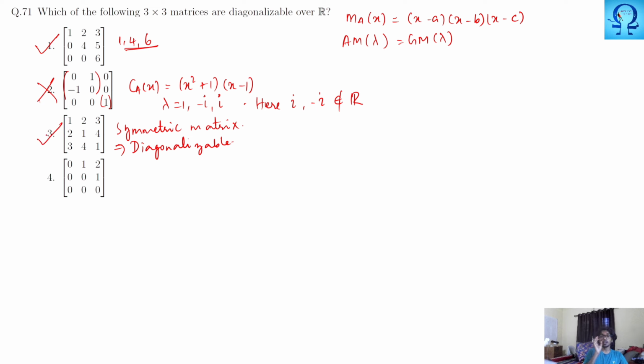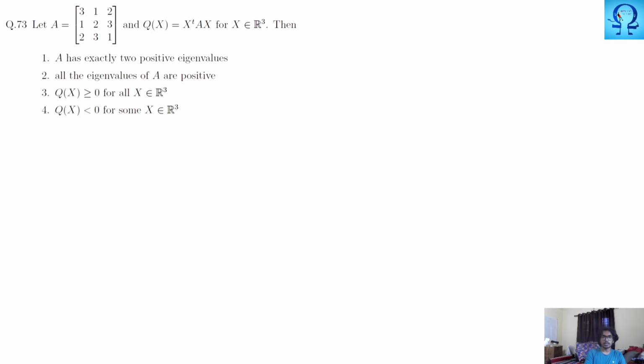Okay, using the simple property you can conclude this is diagonalizable. And option 4, it is a non-zero nilpotent matrix. A non-zero nilpotent matrix is not diagonalizable. That's it. Moving to the next question.